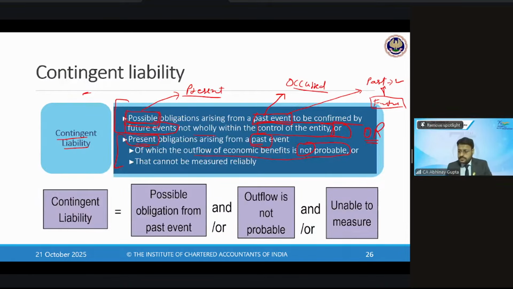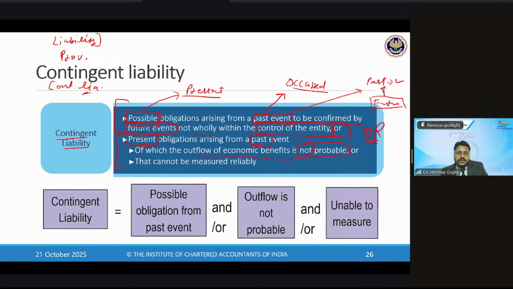Correct? So there are three things. First is the liability. Second is the provision. And third is the contingent liability. So liability is a clear-cut liability. I know to whom I need to pay. I know how much I need to pay. So it is recorded on the very same date as and when the transaction took place, like purchase of goods and services from the vendor.